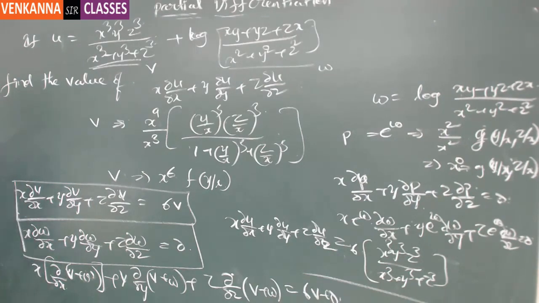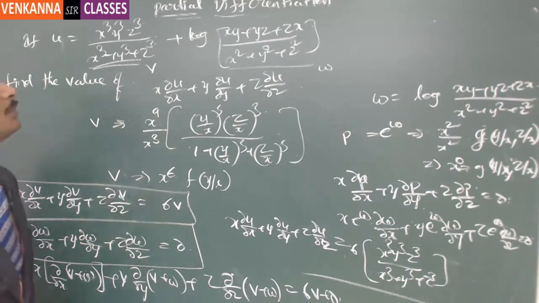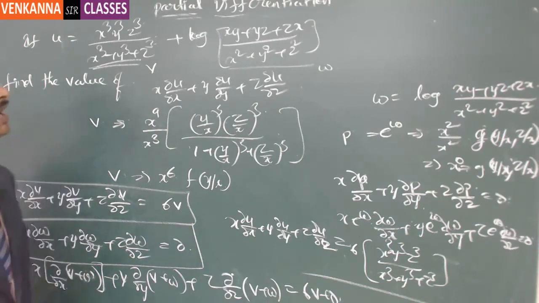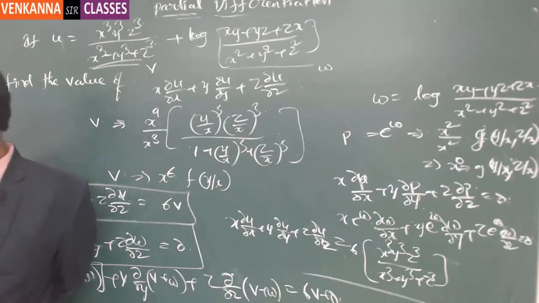So this is about Euler's homogeneous equation, right? The questions that are going to be asked will not be straightforward like x power n into f of y by x format. So you need to convert these things into that format to apply Euler's homogeneous equation. Got it?